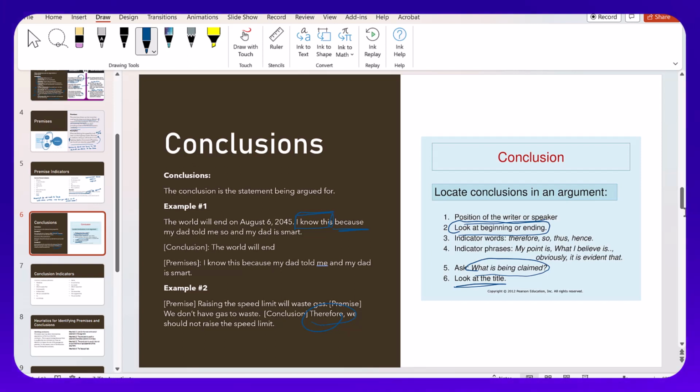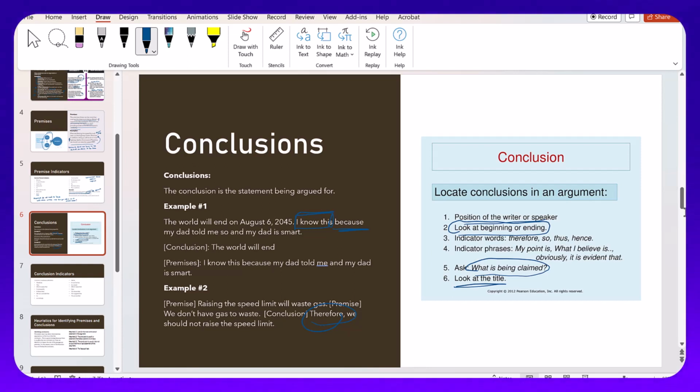If you're reading through "raising the speed limit will waste gas," you could say maybe they're trying to say it's wasting gas. But then the next premise is "we don't have gas to waste." Is that what they're trying to talk about? The conclusion isn't that we will waste gas. It has to be this next part, that we should not raise the speed limit. Here's the other way to do it: we should not raise the speed limit because raising the speed limit will waste gas. We don't have gas to waste.